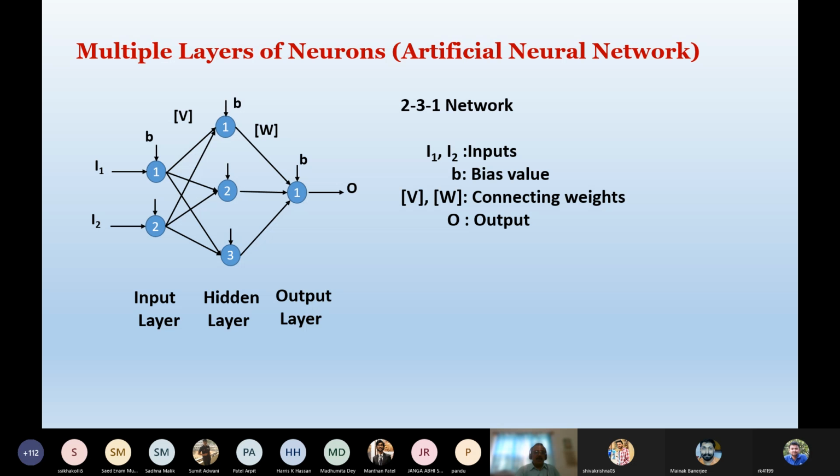Now, this is a typical example of an artificial neural network which consists of three layers: input layer, hidden layer, and output layer. And each particular layer consists of a number of neurons. So I hope this particular structure is clear to all of you. How to carry out the analysis for a set of inputs, how to find out the output, those things I'll be discussing in future.